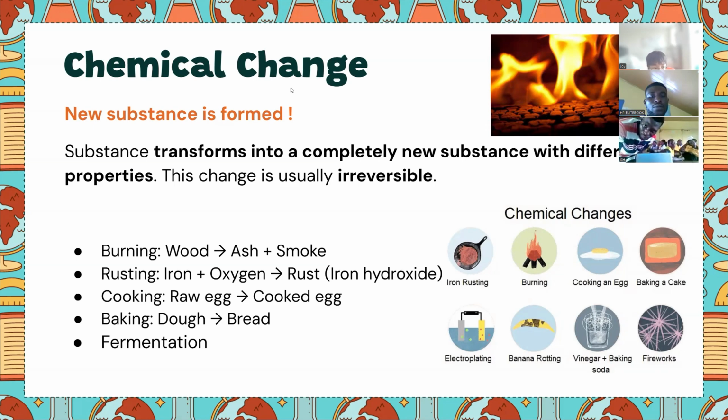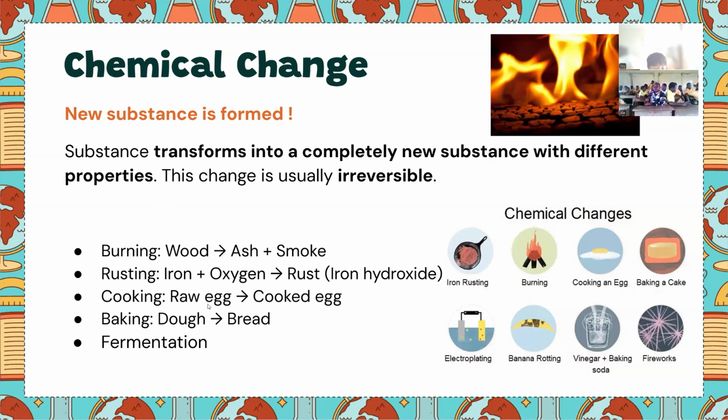Here, we're talking about chemical change, where a new substance is formed. And this change is usually irreversible, meaning that it cannot be changed back to the original state. So burning wood is a chemical change. Wood turns into ash and smoke, and ash and smoke were not existent before, so it's a new substance formed. So it's a chemical change.